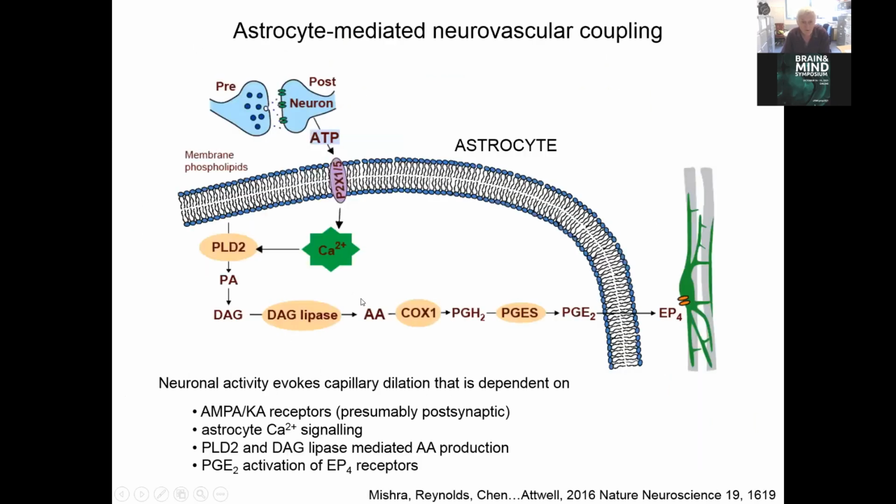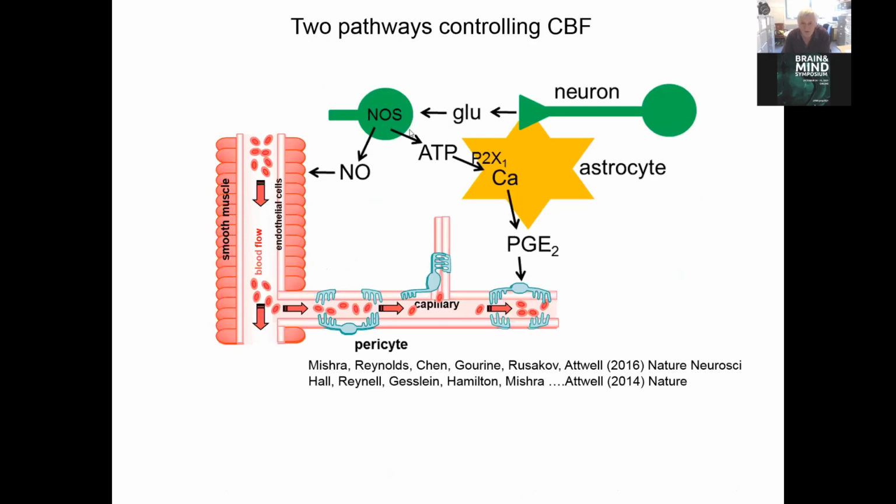To sum up a load of boring pharmacology, we find the way this works is that neuronal activity activates AMPA receptors, which lead to the release of ATP from postsynaptic neurons. That acts on P2X receptors on astrocytes, raising the calcium within the astrocytes. That then activates a phospholipase, which ultimately generates arachidonic acid, which generates prostaglandins, which cross the membrane and act on pericytes by binding to EP4 receptors. So that's this pathway summarized here.